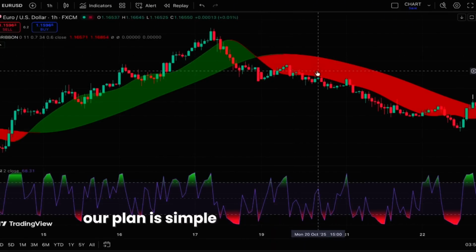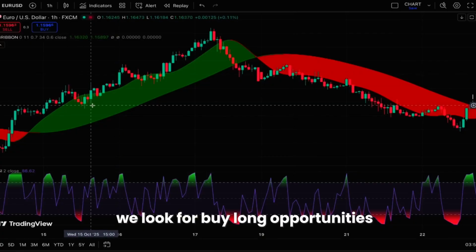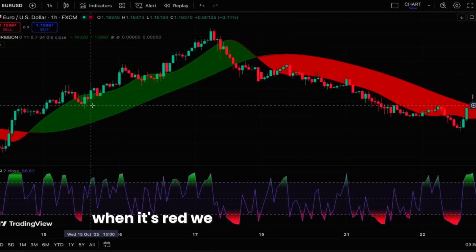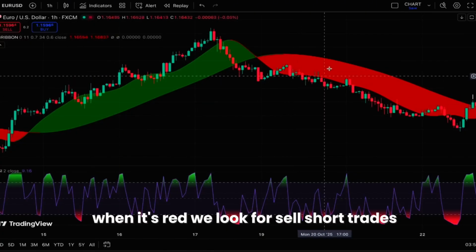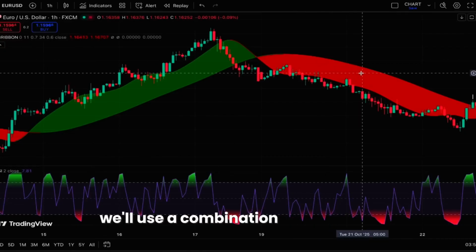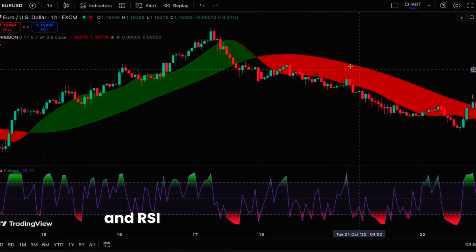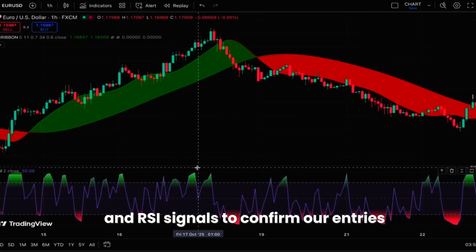Our plan is simple. When the ribbon is green, we look for buy, long opportunities. When it's red, we look for sell, short trades. We'll use a combination of price action and RSI signals to confirm our entries.